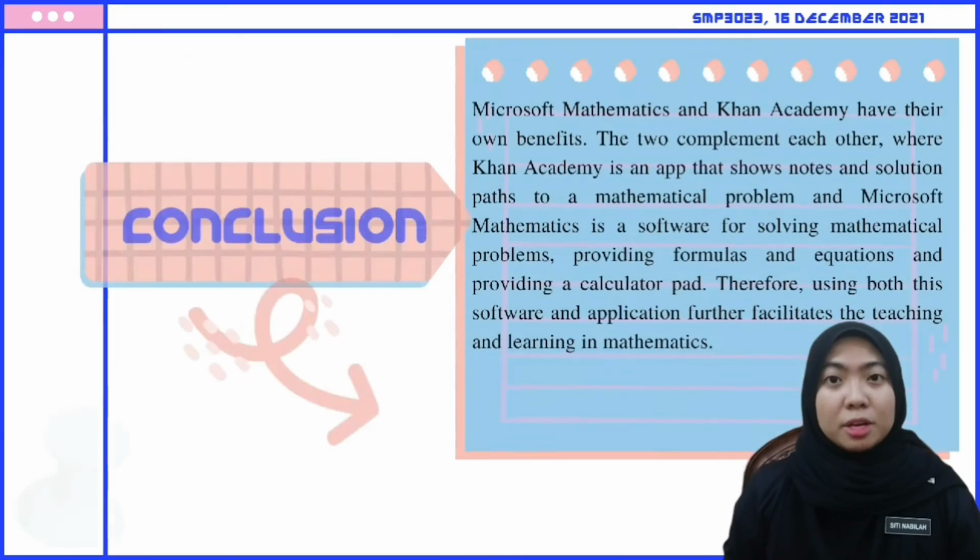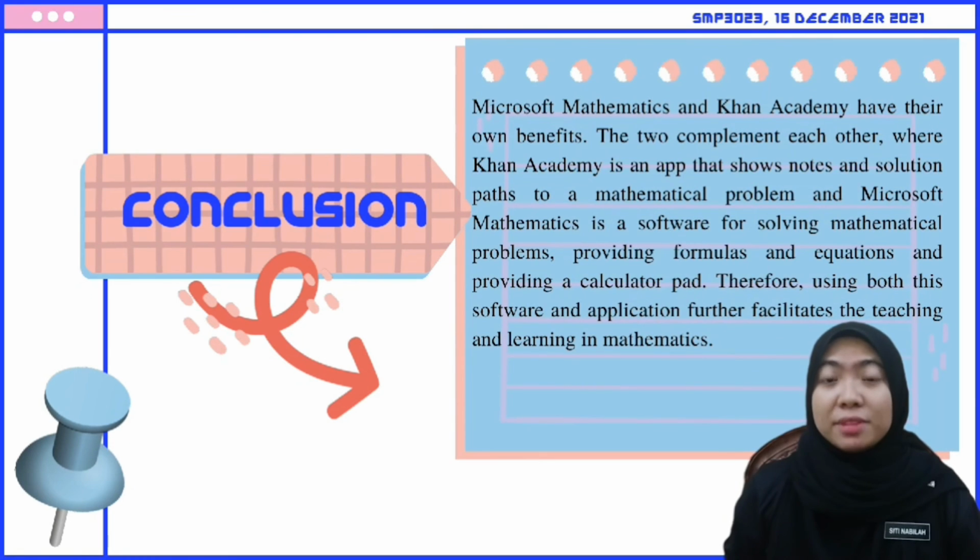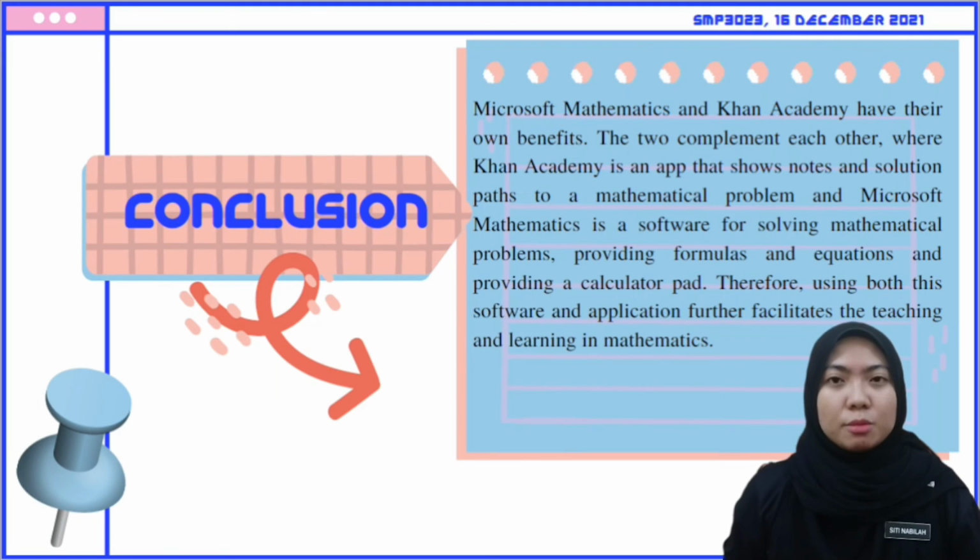We can conclude that Microsoft Mathematics and Khan Academy have their own benefits. The two complement each other, where Khan Academy is an application that shows notes and solution paths to a mathematical problem, and Microsoft Mathematics is software for solving mathematical problems, providing formulas and equations, and also providing a calculator pad. Therefore, using both of this software and application further facilitates the teaching and learning in mathematics.